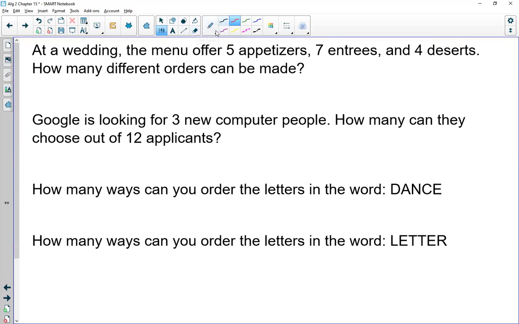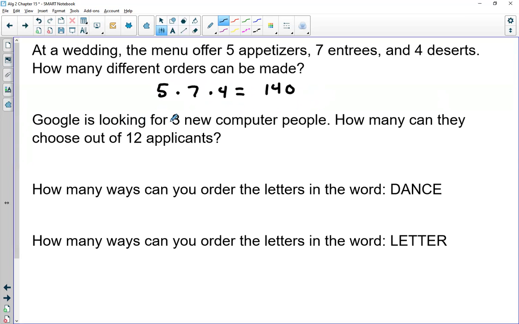Okay. All right. At the wedding, there's a menu offering 5 appetizers, 7 entrees, and 4 desserts. How many different orders can be made? This one falls in the category of the counting principle because we're talking about different categories using different slots. So there's 5 choices I can make on the first one, times 7 choices on the second one, times 4 choices on the third one. So 5 times 7 times 4, 20, 140.